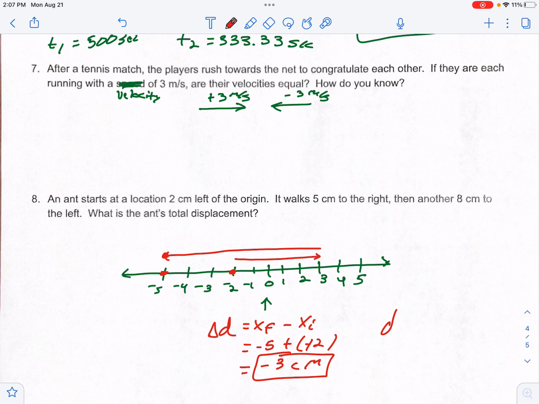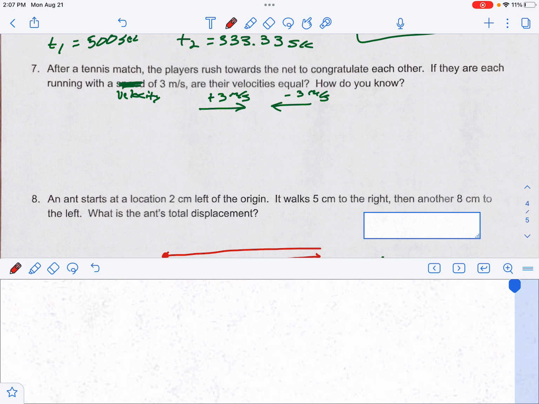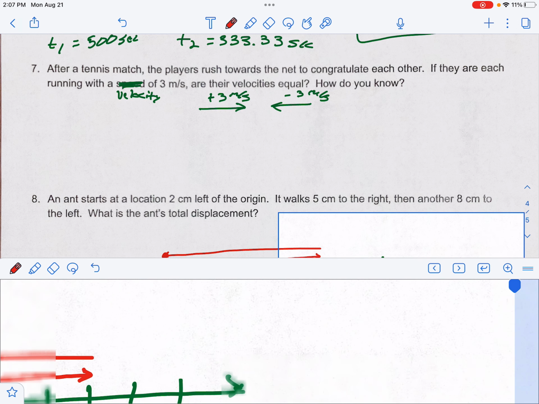But then if I ask for distance, oops, I don't know what I just did there. Give me 1 second, let me figure this out.